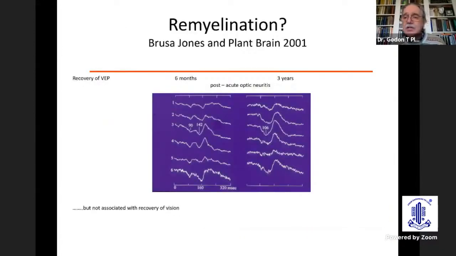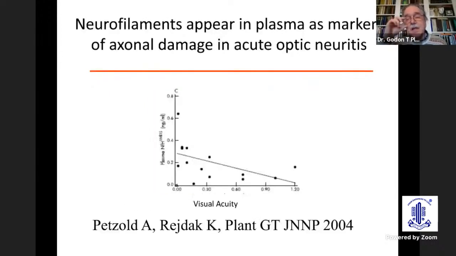Well, we'd looked at remyelination by following up VEPs in patients with optic neuritis over some years. Although there was improvement in the VEP delays suggesting remyelination, this did not seem to relate to any improvement in vision. We'd also shown that in acute optic neuritis, neurofilaments appear in plasma, which are markers of axonal damage.